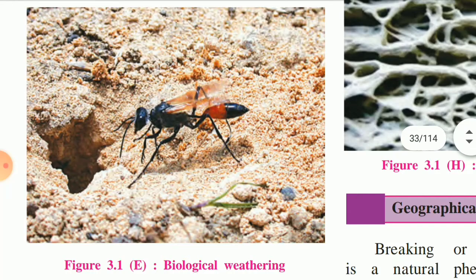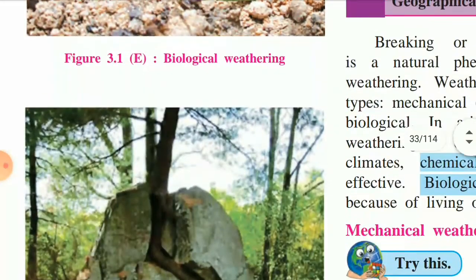Then the next one is biological weathering. You can see the ant and the burrow there. The ant goes inside, separates the particles of the soil, and then an ant hill is made. The burrows made by thousands and thousands of ants are considered biological weathering. The rabbit also makes holes, as do the snakes and the rats, and biological weathering takes place. Then we move on to the next.